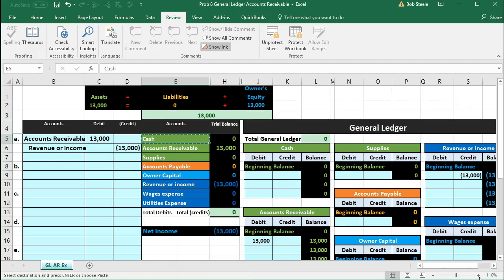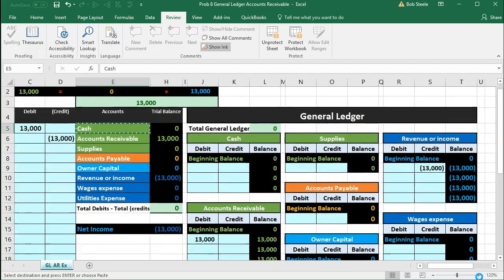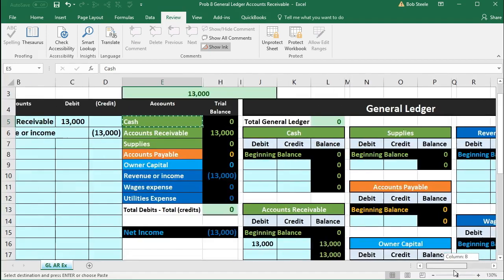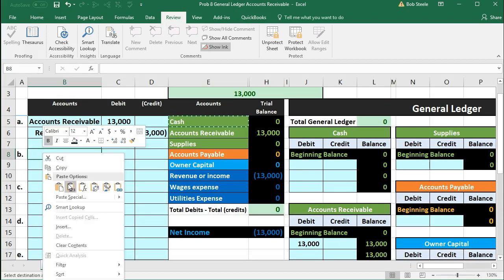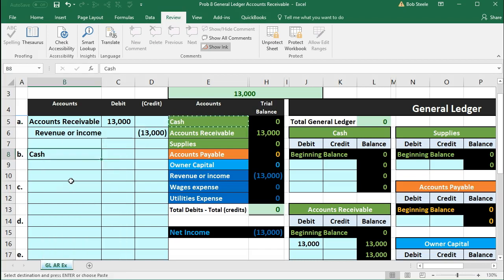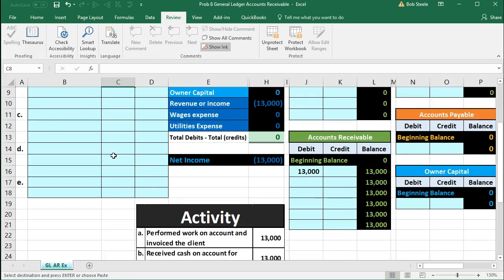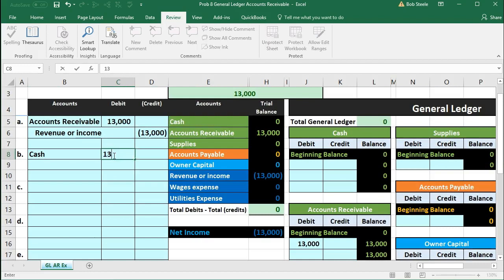I'm going to scroll back down here, back to our plus arrow, back to 130, scroll back over. So I just copied cash, and I'm going to put that here in cell B8. So right click and paste. There we have that. The amount then is going to be that 13,000 again, 13,000. And if we debit something 13,000, we will credit something for 13,000.